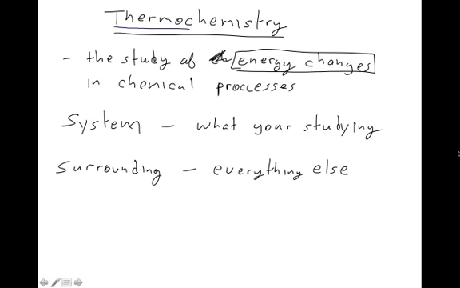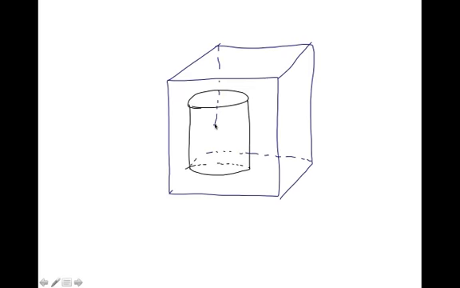And the surroundings is everything else, the rest of the universe, if you will. So for example, if we had a beaker inside of a box, the beaker is what we want to study. The beaker would be our system, and the box would be our surroundings, and that box can extend infinitely out in all directions, and we could call it the universe. But anyway, the system and the surroundings.